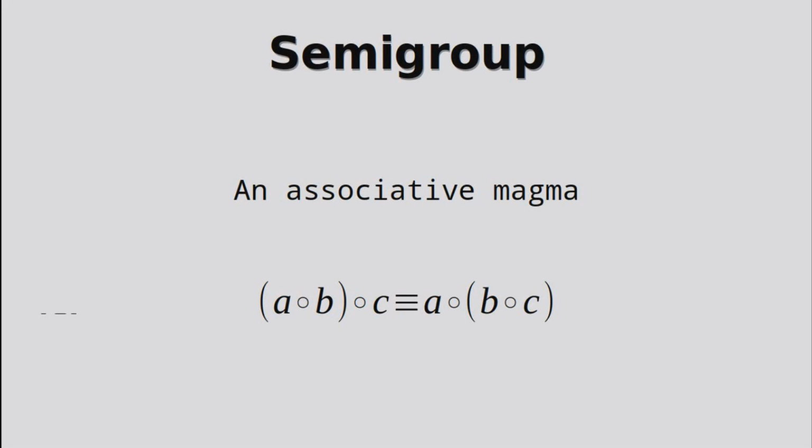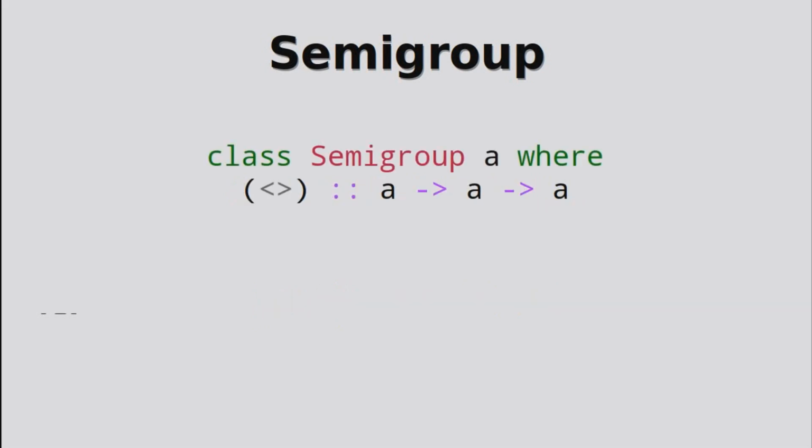And this is where we actually have a bridge to Haskell. Because Haskell has a type class, which is called Semigroup. And it consists of one operation, which is the diamond operator. And who would have guessed, the operation that you need in order to have a semigroup is exactly this operation.